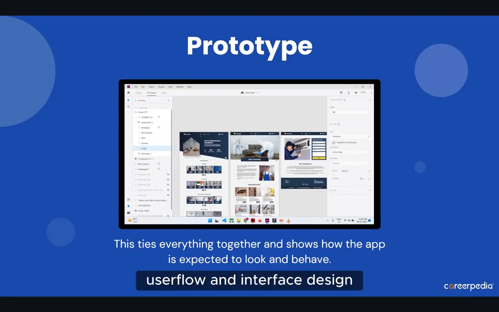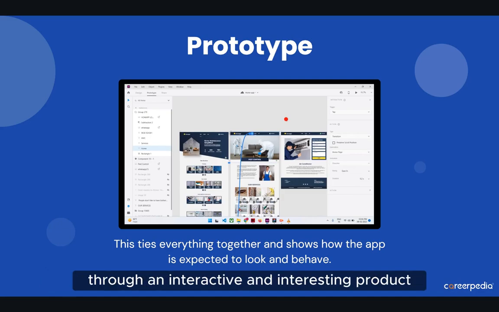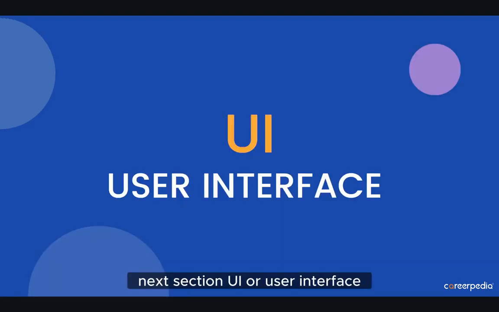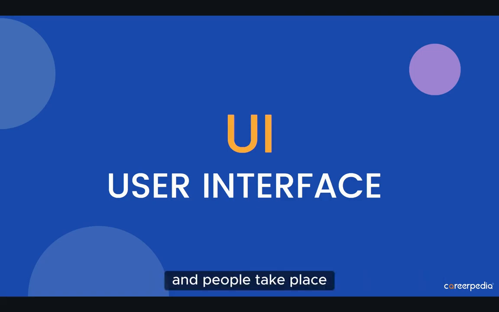Prototype. User flow and interface design require the use of prototypes. They give designers the chance to show off their work through an interactive and interesting product which helps everyone understand the design. Next section, UI or user interface. It is the area where interactions between machines and people take place.